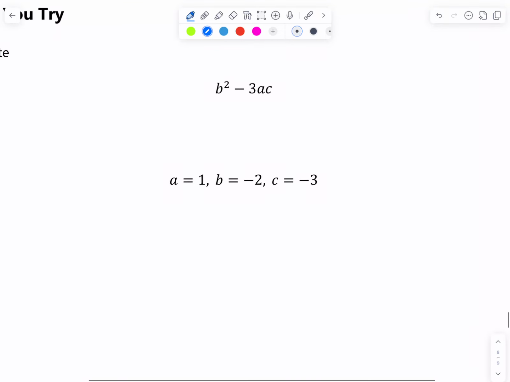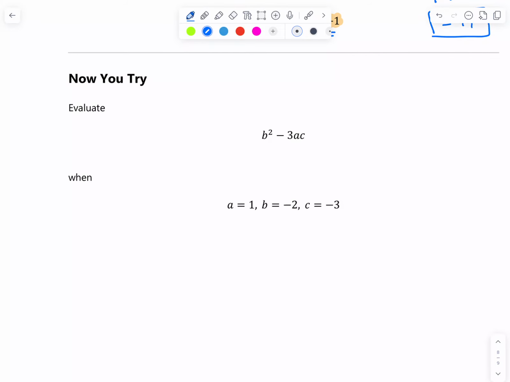Beautiful. Let's do one more. Okay, we've got b squared take 3ac. So I like to color coordinate. So a is 1. So wherever I see a, I'm going to substitute 1. B is -2. I'm going to use brackets. And c is -3. So let's write this out.